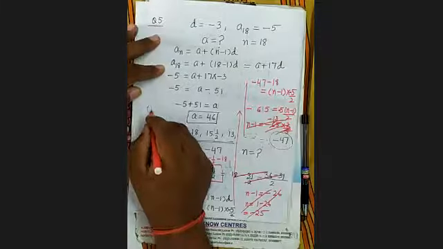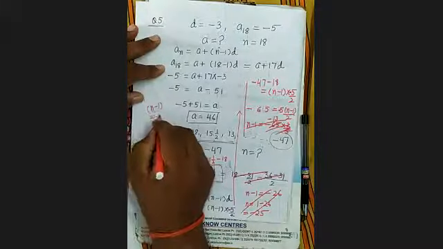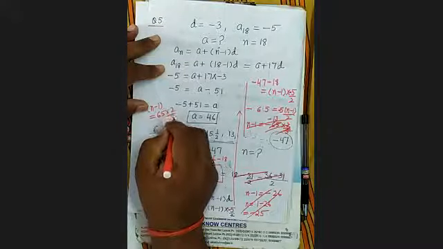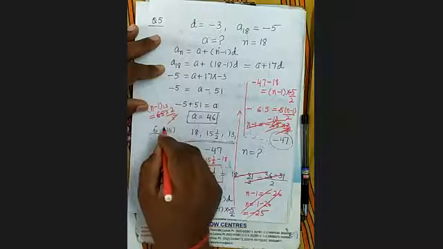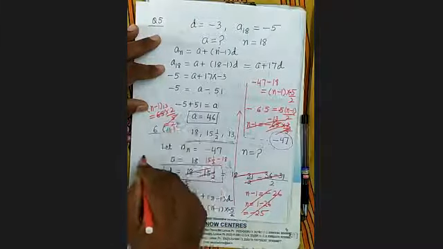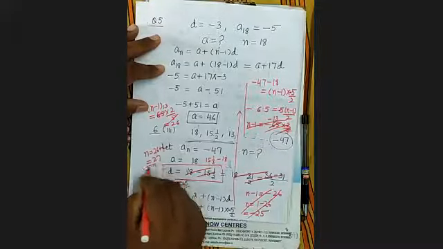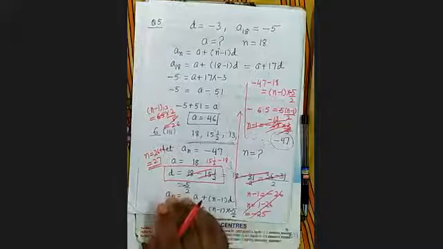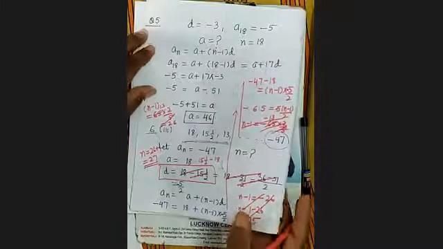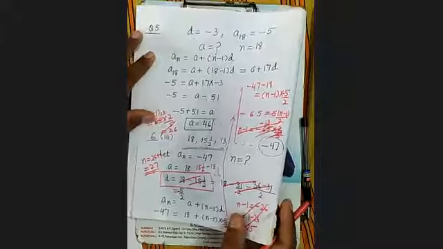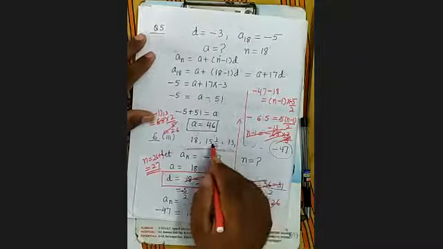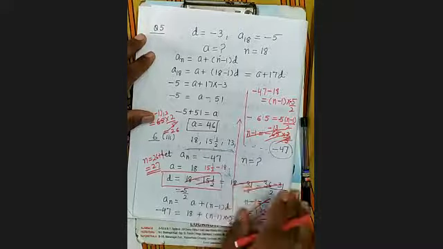So what will be n minus 1? It will be 65 into 2 upon 5, that is 26. So n equals 26 plus 1, 27. This is clear? Yes, sir. So how will you find the common difference? Second term minus first term, or third term minus second term, or fourth term minus third term, like this you will find. Now see the next question.